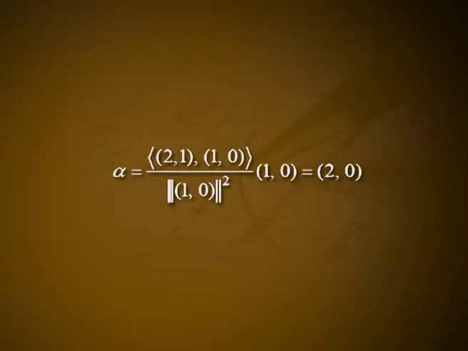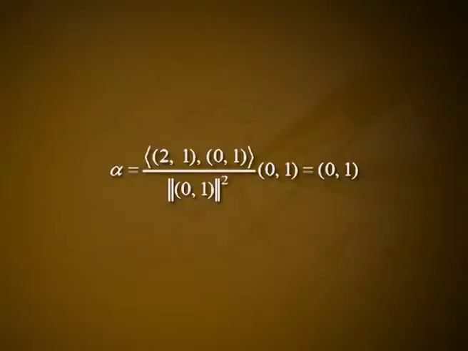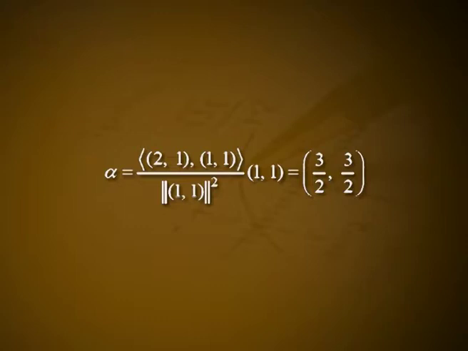Example 6. Consider R² with the standard inner product. Then the orthogonal projection of β = (2, 1) on the subspace W that is spanned by (1, 0) is the vector α = ⟨(2, 1), (1, 0)⟩ / ‖(1, 0)‖² times (1, 0), which is equal to (2, 0). The orthogonal projection of β = (2, 1) on the subspace U that is spanned by (0, 1) is the vector α = ⟨(2, 1), (0, 1)⟩ / ‖(0, 1)‖² times (0, 1), which is equal to (0, 1). In the above, we note that W is the x-axis and U is the y-axis. The orthogonal projection of β = (2, 1) on the subspace V that is spanned by (1, 1) is the vector α = ⟨(2, 1), (1, 1)⟩ / ‖(1, 1)‖² times (1, 1), which is equal to (3/2, 3/2).